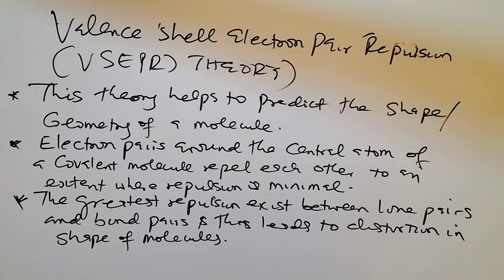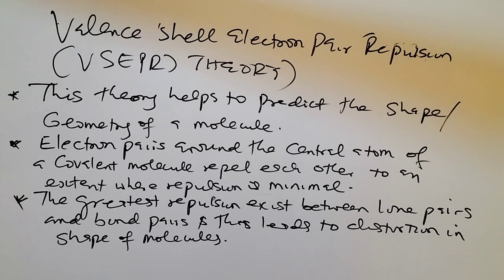Why is this so? Because the lone pairs are delocalized around the central atom. They are not bonded to any atom. So repulsion is higher between the lone pairs and bond pairs, and this leads to distortion. Distortion means bending, or a change in the shape of molecules.